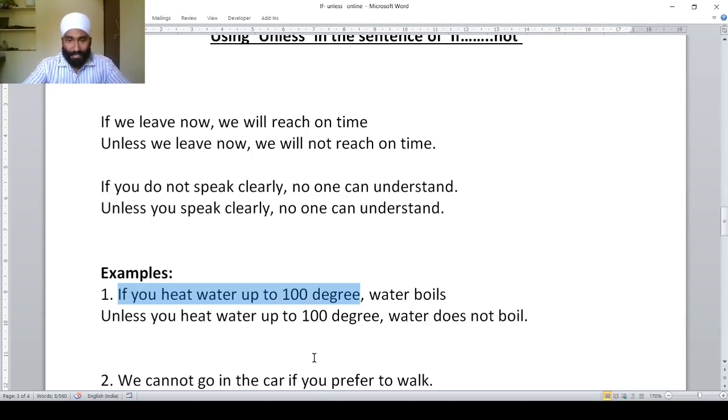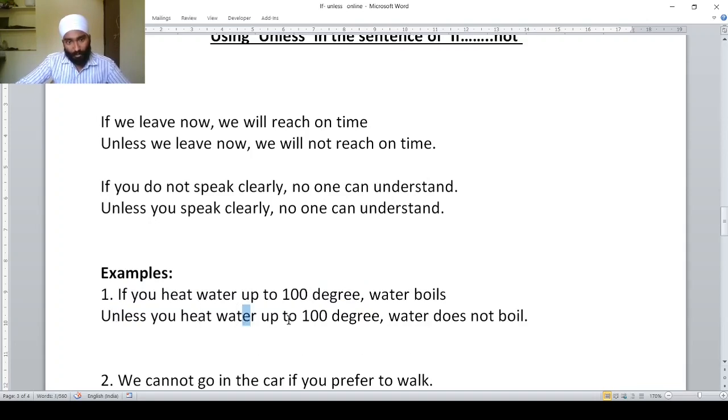positive. This sentence is telling two conditions. If the first is true, the other will be true. But here we are using unless, which means we are making the conditions negative, because if the first condition is false, the other will be false.